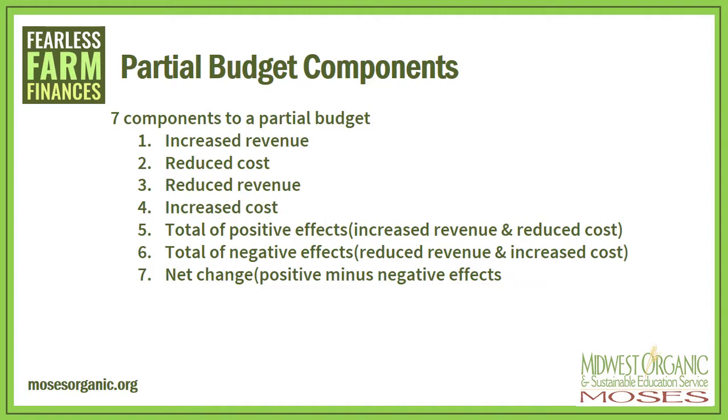There are 7 components of a partial budget. One, you're going to look at any increased revenue. Two, reduced cost. Three, reduced revenue. Four, increased cost. Five, the total of positive effects. So if you're going to increase revenue and reduce costs. Six, the opposite, the total of negative effects, a reduction in revenue and an increase in cost. And then seven, the net change, all of the positives minus the negative effects.